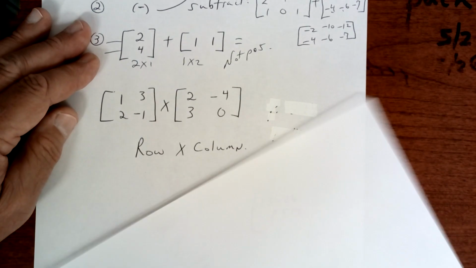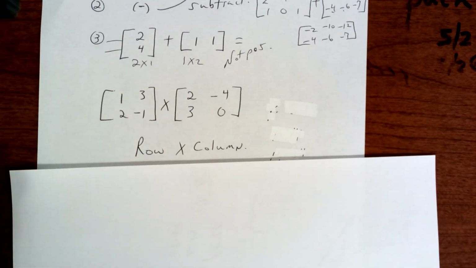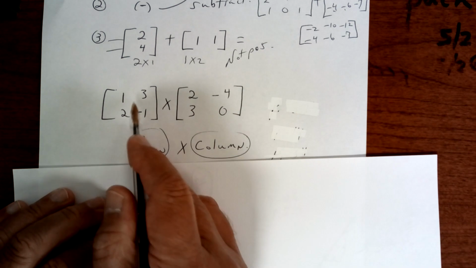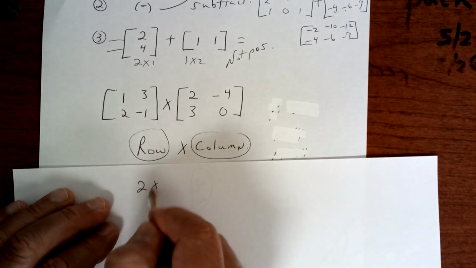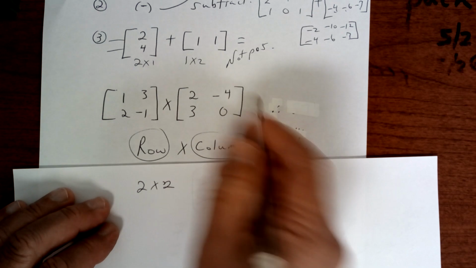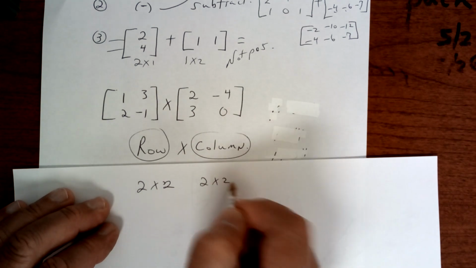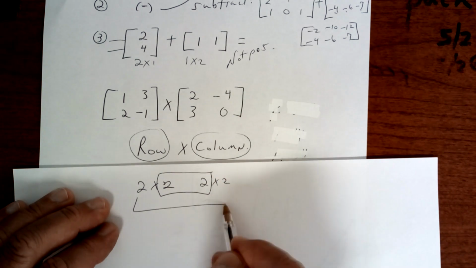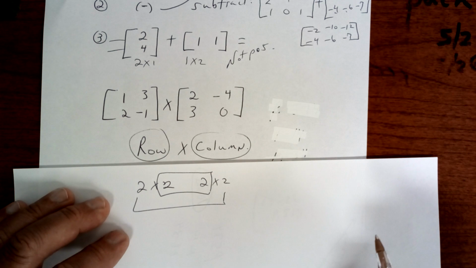Copy this down. We're going to watch a video on multiplying. Okay, so the way you do it is you multiply the row times the column. Now notice that this is a 2 by 2, and this one is a 2 by 2. So these have to be the same. If they're not the same, you can't multiply them. What you end up with is another 2 by 2.